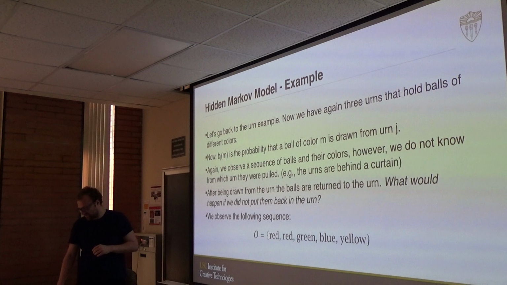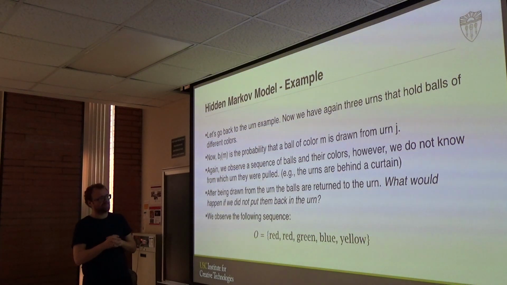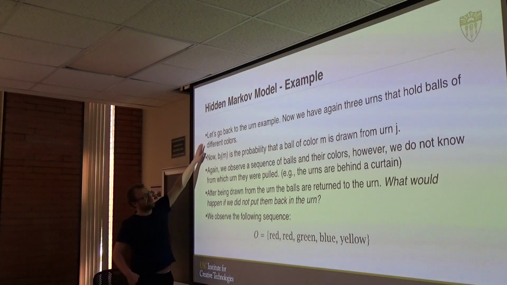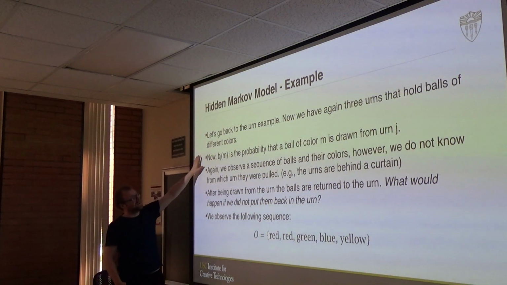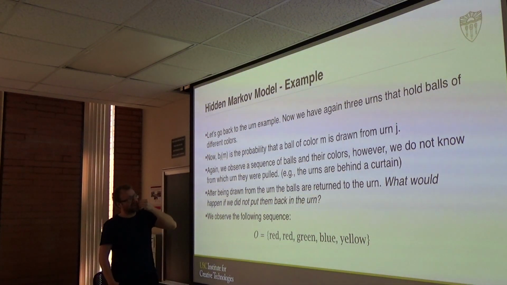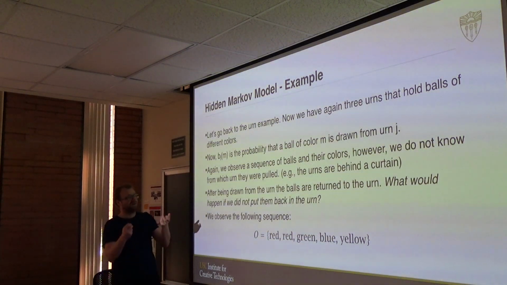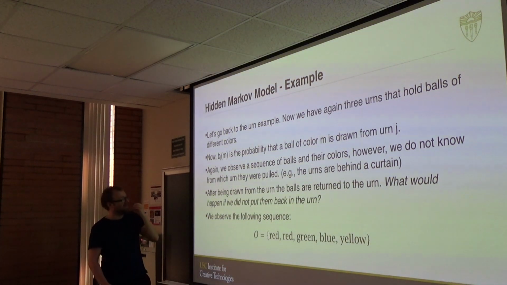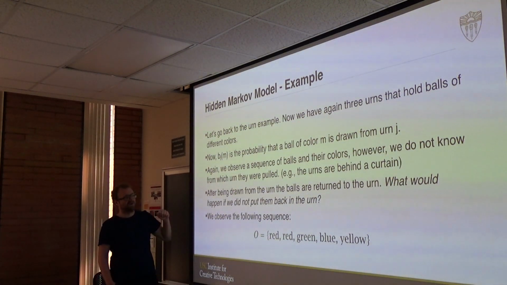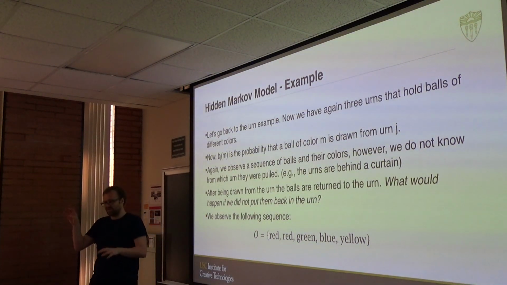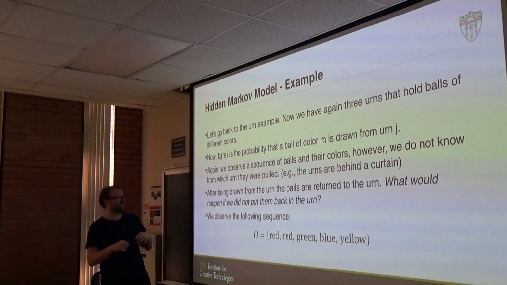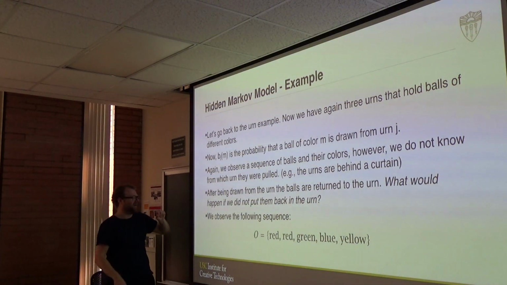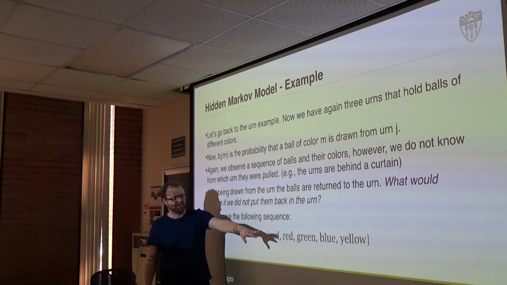All right. So if we go back to the urn example, now each urn holds different colors, as I said, and we have a probability that a ball of a certain color is drawn from urn j, which we denote with B_j(m). We observe a sequence of balls that are pulled, like I show them from the side of the curtain, and we're putting them back in. In this case we observe the following sequence, which is red, red, green, blue, yellow. Okay?